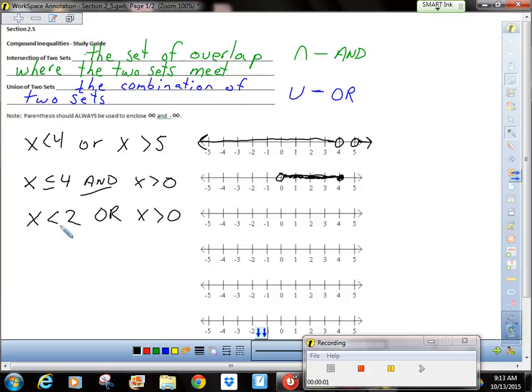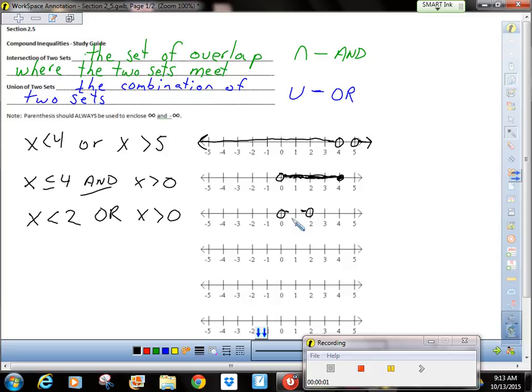Alright, so for less than 2, where would I start from? 2, circle or dot? Circle. And is X on the large part or small part of the symbol? So you're going to the left, right? That way. X is greater than 0, where would I start from? 0. Circle or dot? Circle. Going which way? Right. How about 3? Yes. Right.